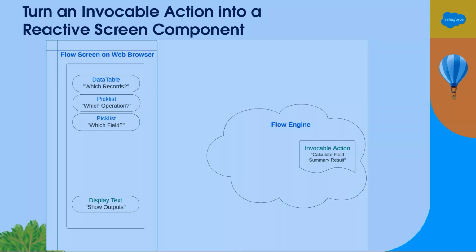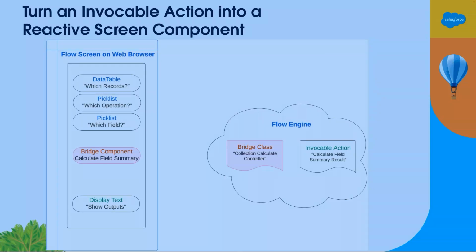So if we look at what's going on behind the scenes, on the left-hand side here, we see our flow. It's sitting in the web browser, and that flow has a data table, it has my inputs for the pick list, and it has a display text to show my answer. But my invocable action is sitting out there in the flow engine somewhere, waiting to take the inputs and give the output. How do we make the two talk to each other?